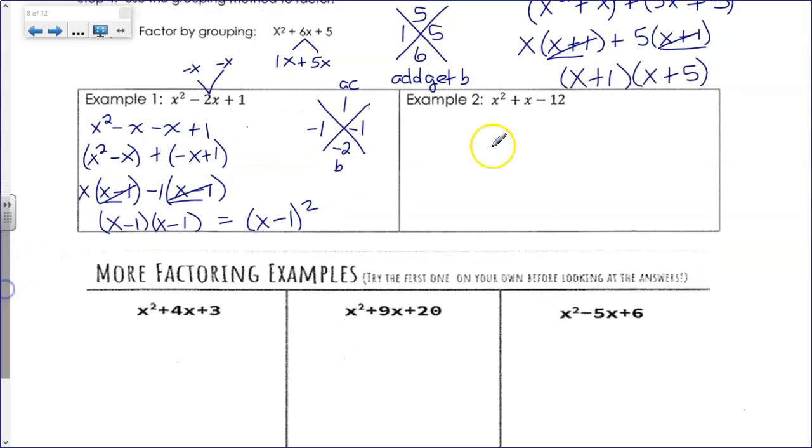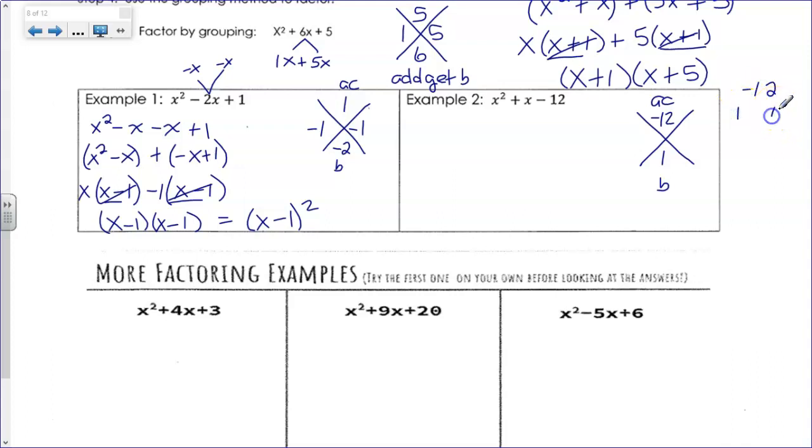Okay, so let's look at this one. We're going to draw our x. And we're going to do A times C on the top, and we're going to write our B on the bottom. So 1 times -12 is -12, and then our b is 1. So we're going to ask ourselves, what are the factors of negative 12? Now this one's a little bit bigger, so we may have to come over here and think.